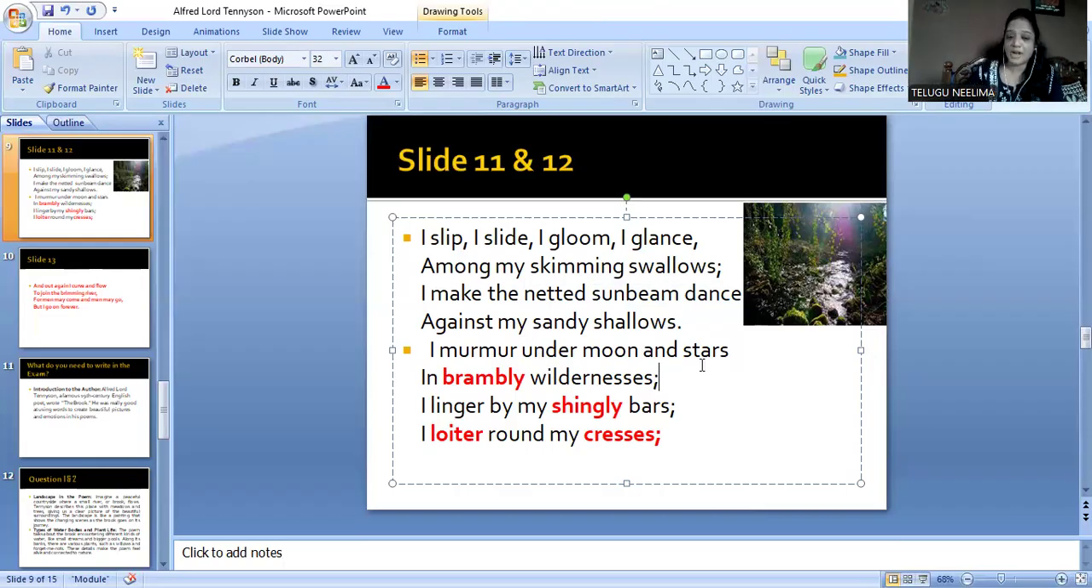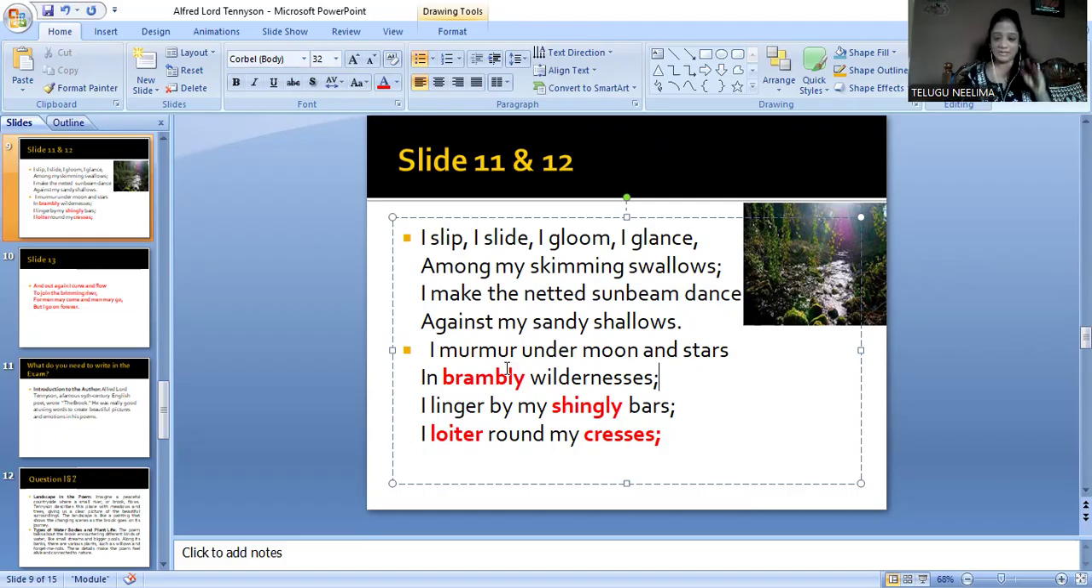I murmur under moon and stars in brambly wilderness. I linger by my shingly bars. I loiter round my cresses. So it says that sometimes I move on, making a soft, continuous sound under the moon. For example, if it is night time, there will be relaxing music. Sometimes when I feel very stressed, I listen to stress-free music. Most of the time I listen to this water music, which gives a lot of peace and calmness to my mind.